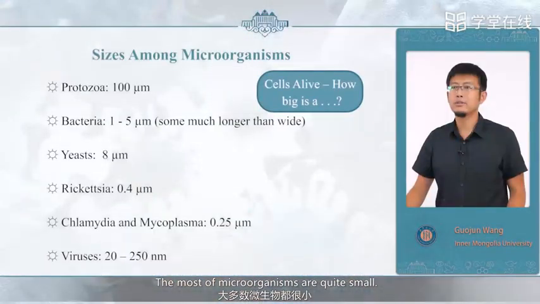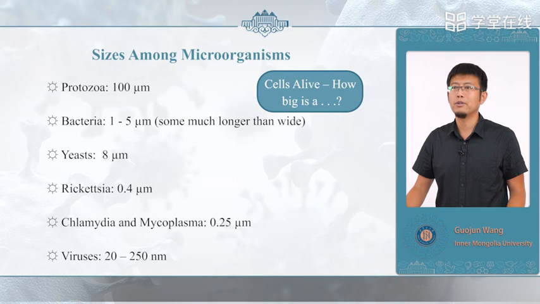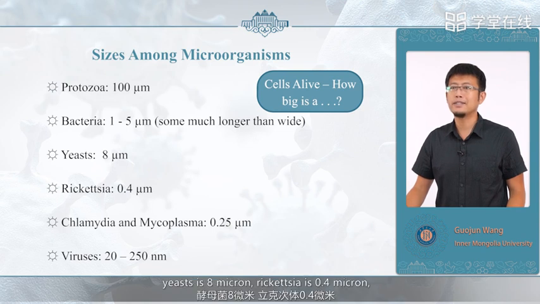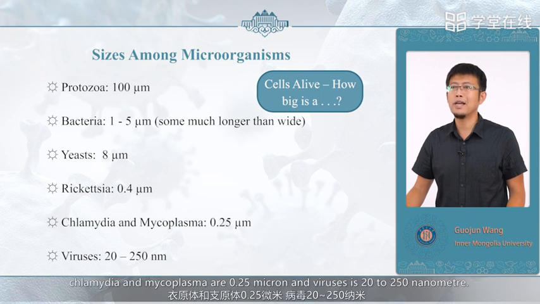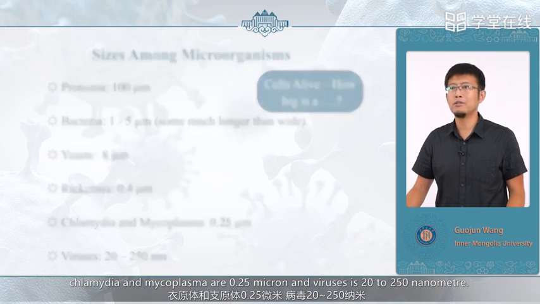Most microorganisms are quite small. Protozoa are 100 microns. Bacteria are from 1 to 5 microns. Yeast is 8 microns. Rickettsia is 0.4 micron. Chlamydia and mycoplasmas are 0.25 micron, and viruses are 20 to 250 nanometers.